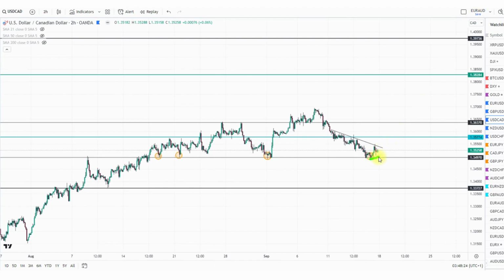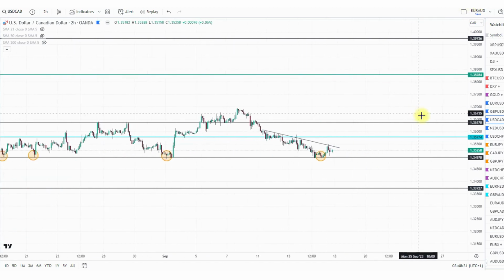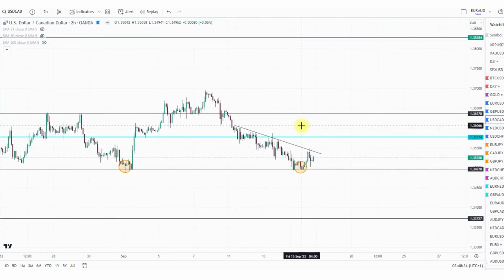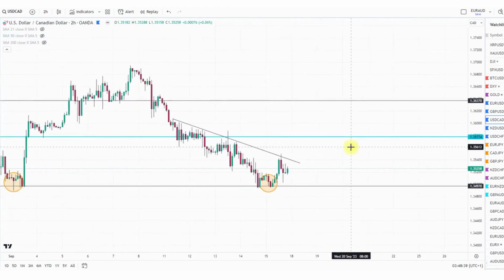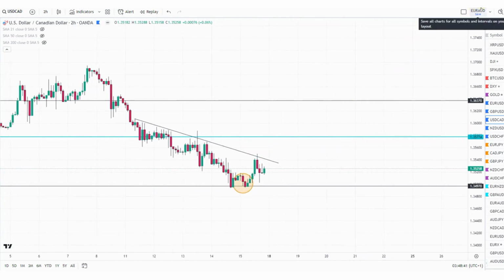If the price goes below 1.34970, I will not be looking to buy the US dollar CAD. As you all know, that is the safe zone right there. But my bias is to the upside. Probably if we see a pullback here, then you might see a move to the upside.